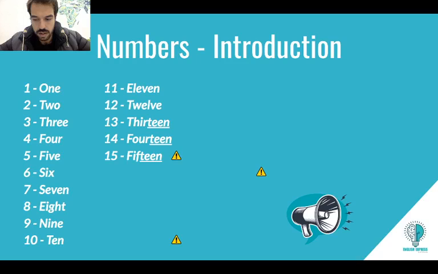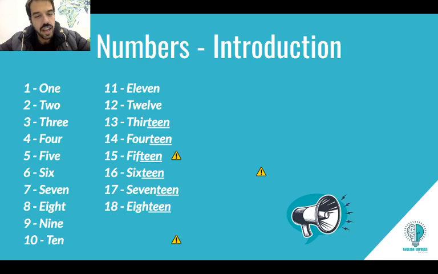Okay, moving on, we have 16, 17, 18, and 19. Okay, what is the common thing about them? All of them, they finish with teen, right? 13, 14, 15, 16, 17, 18, 19, right? So this is a common point between those numbers, okay?